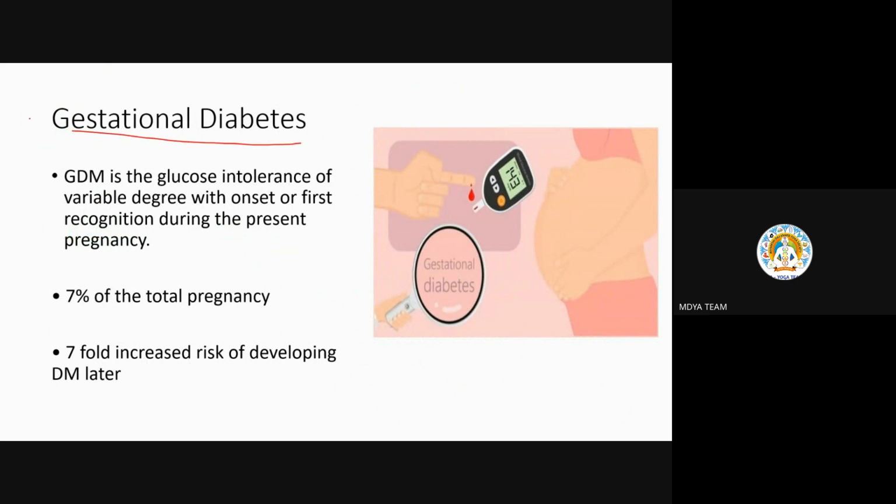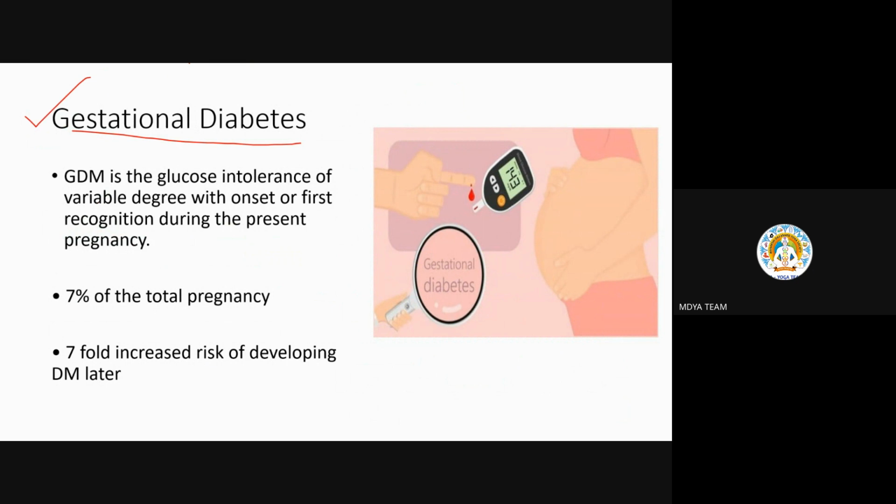Now gestational diabetes. What does it mean? It is something related to gynecology. The G word is there. You can remember it as something related to pregnancy. If during pregnancy we recognize for the first time that the person has a high glucose level, that is called gestational diabetes. That means normally the lady does not have diabetes, but at the time of pregnancy she has it, and that is called gestational diabetes.